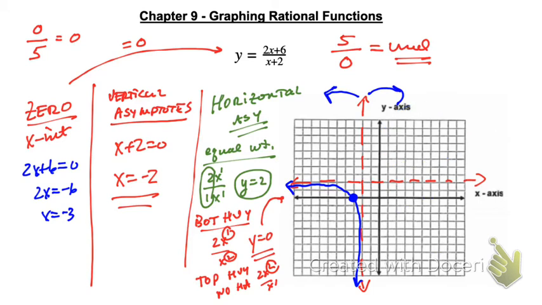Well, we have to take a point close to our asymptote, which would be -1, and we have to go plug it in. So let's do that. We'll go up here up top. So we're going to plug in a -1 and see what happens. Plug -1 into our function. So that would be 2 times -1 plus 6 over -1 plus 2. That gives me -2 plus 6 is 4. -1 plus 2 is 1. I get an answer of 4.